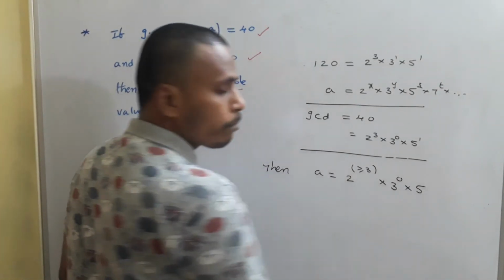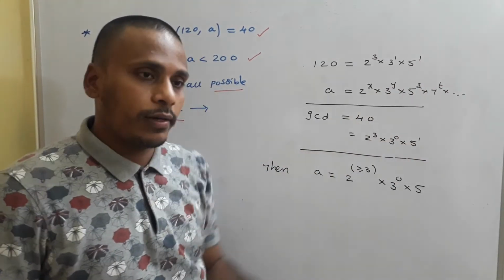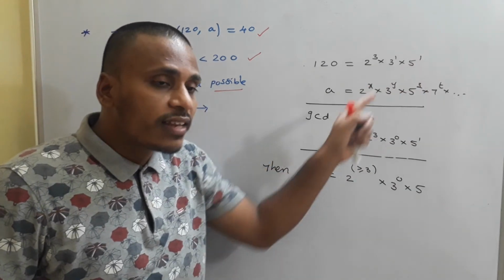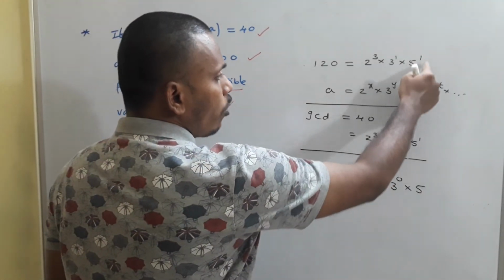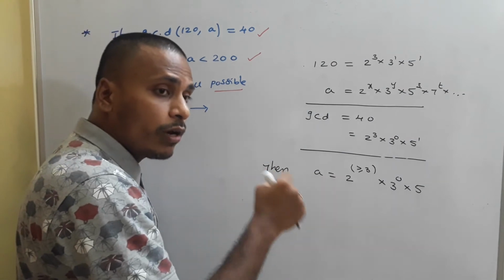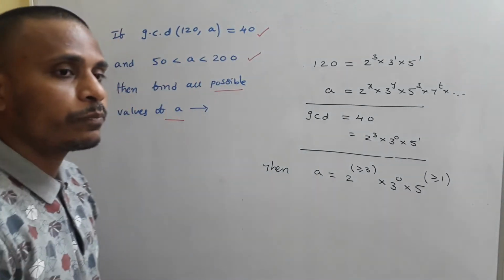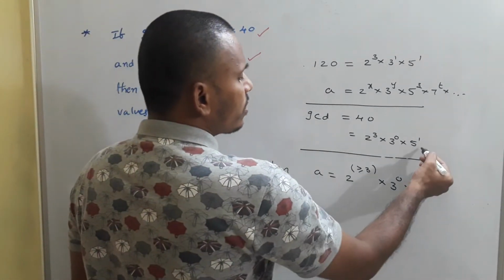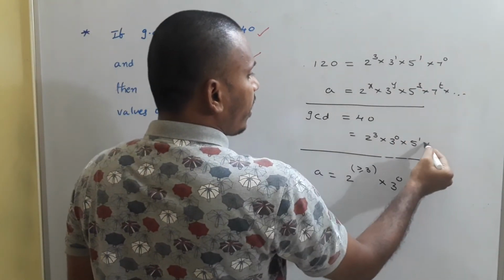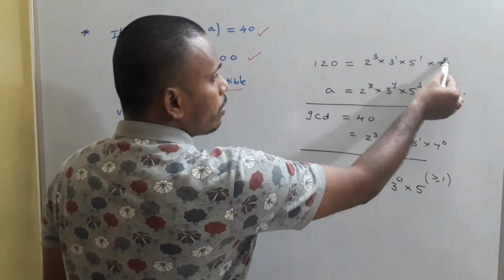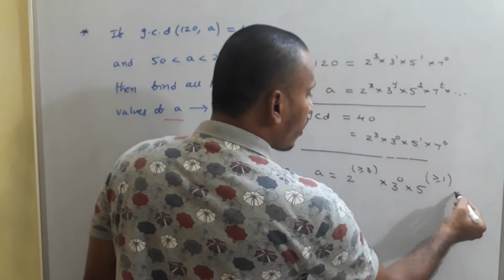Then what do you say about 5? Here again, since 1 is given and this is z, the minimum value of 1 and z is 1. So z may be 1 or more than 1 because the minimum is 1. Z may be any number which is greater than or equal to 1. Whereas coming to 7, since 7 is not involved, here we have 7 power 0. That represents that the minimum of 0 and t is 0. So this t is any number which is greater than or equal to 0.